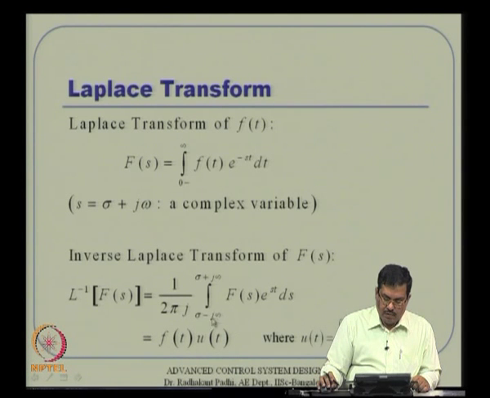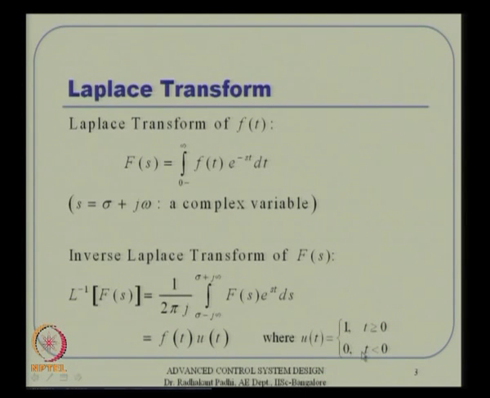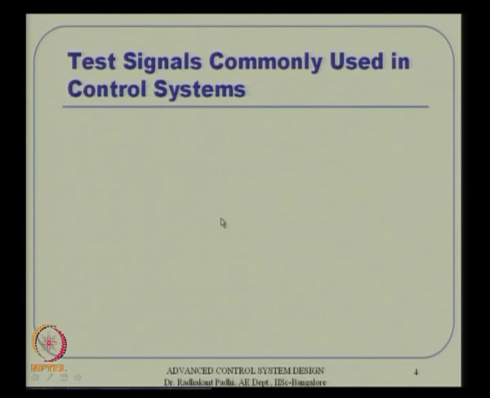This little u of t that you see here is a unit step input defined from t equal to 0 onwards. Before 0 it is 0. So, we are mainly interested in the positive time response in this inverse Laplace transform. That is what we are mainly bothered about in control systems, for t greater than or equal to 0 anyway.